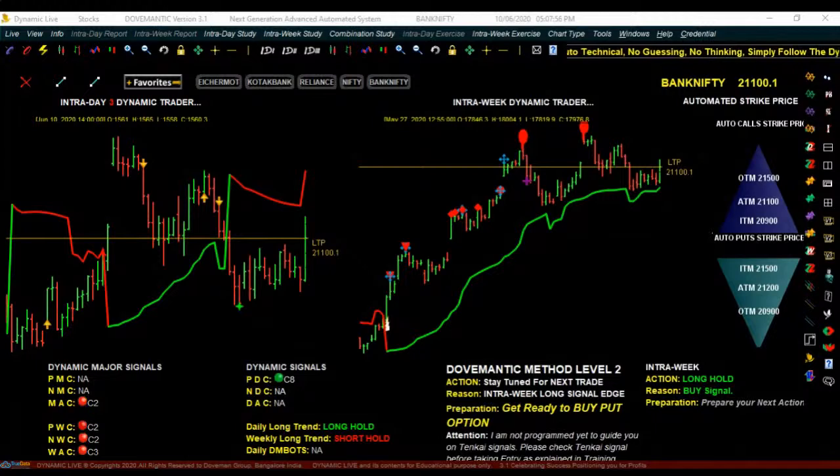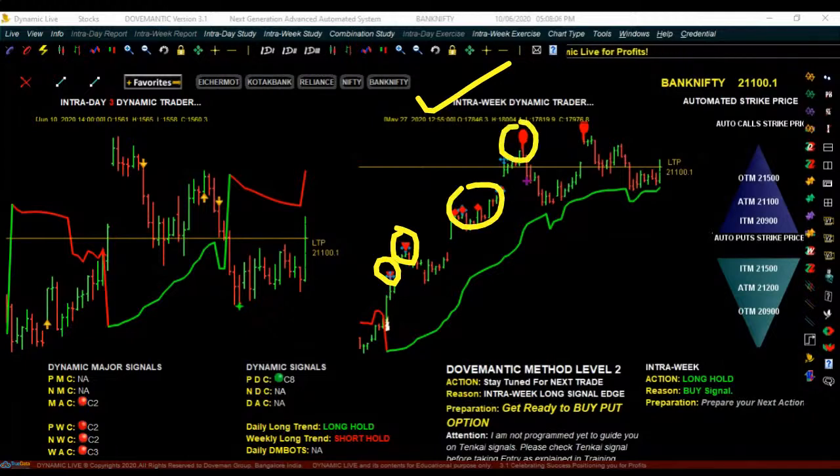see here in the intra-week chart, there are many symbols that you can see on top or even at the bottom. You will come across these symbols. Now whenever these symbols appear, these symbols could be a dynamic system caution or a DMBOTS, but whatever it is, if any symbol appears, it means secure your profits. Now how to secure your profits?